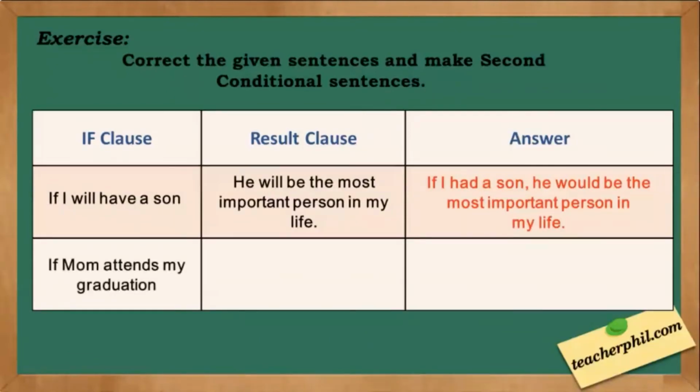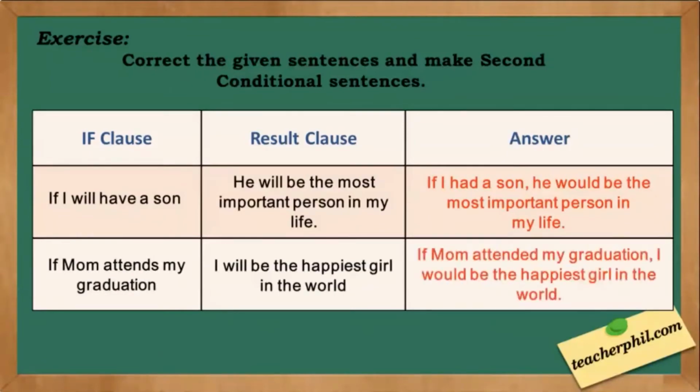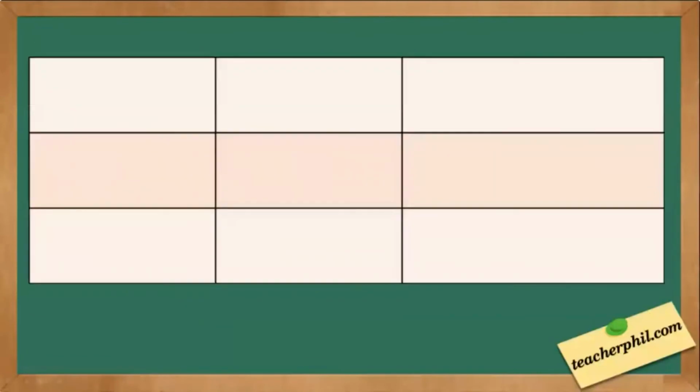The second one: if mom attends my graduation, I will be the happiest girl in the world. The correct answer is, if mom attended my graduation, I would be the happiest girl in the world. The if clause, if mom attends my graduation, was in the present simple, and we changed it into the past simple. In the result clause also, we put would instead of will, because here it is the second conditional.